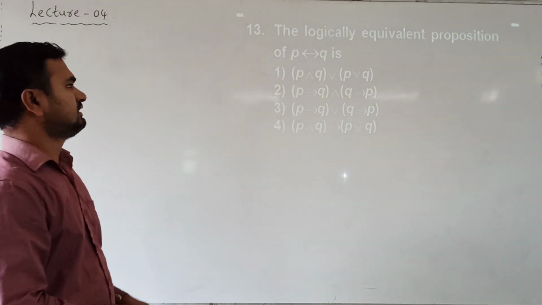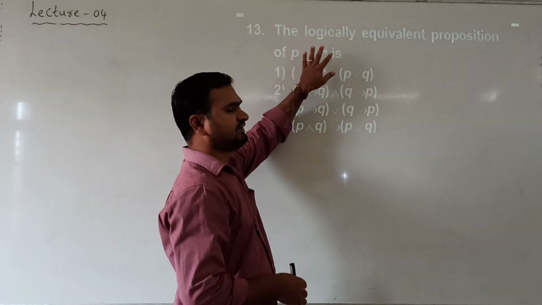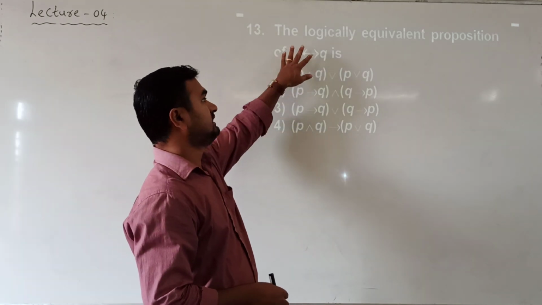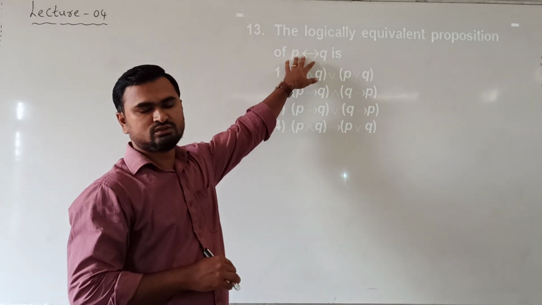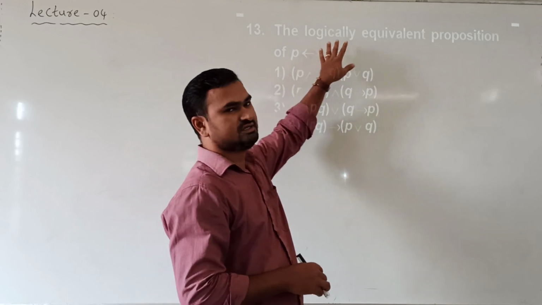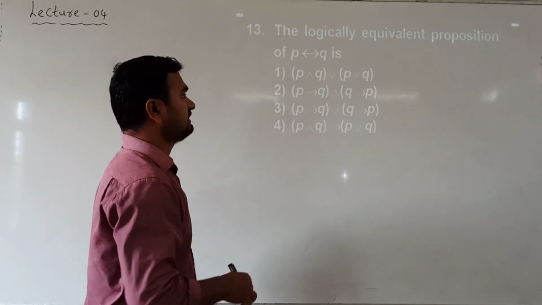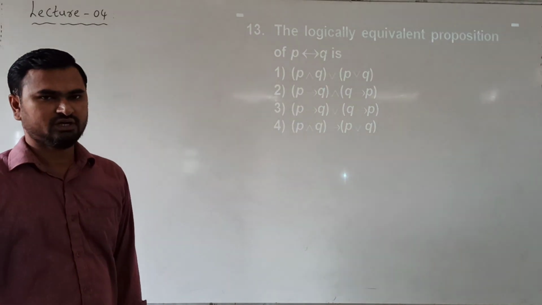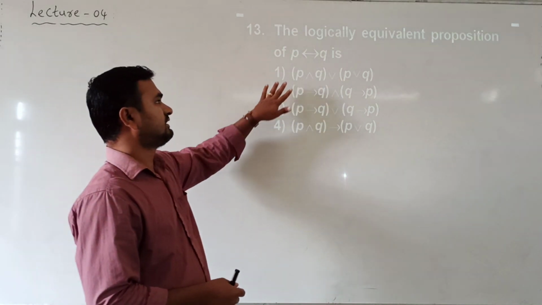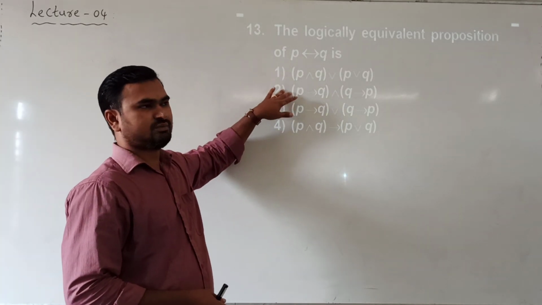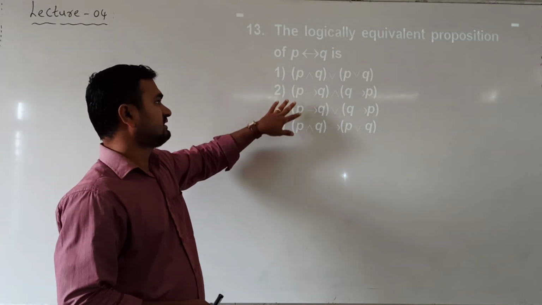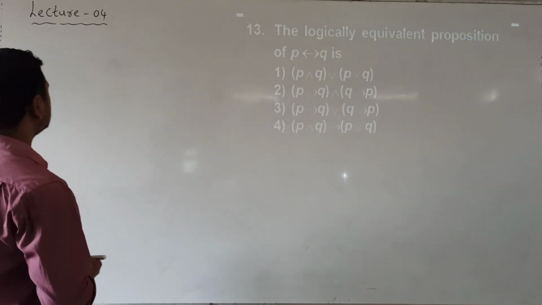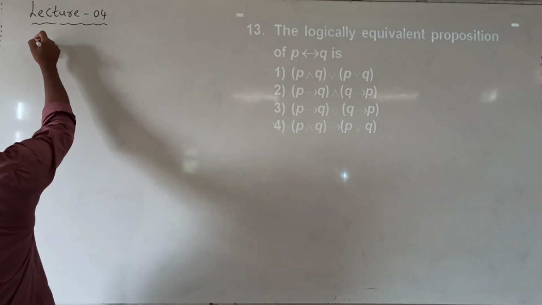The statement given is P double implies Q, and for this we need the logically equivalent statement. Logically equivalent statement means in the truth table column they will have the same truth values. So we have to find which one is logically equivalent to P double implies Q. First we write the truth table for P double implies Q and see from the options which option has the same truth values.